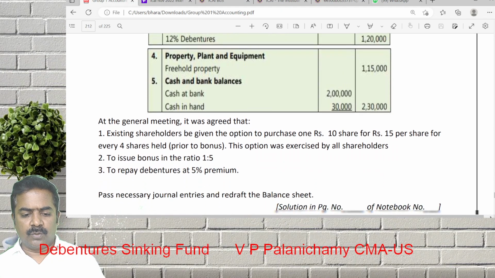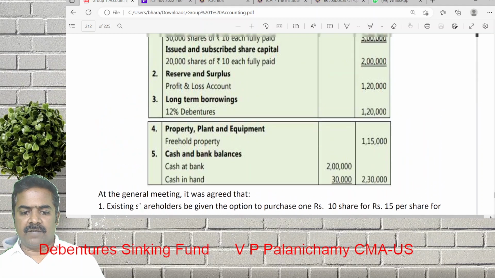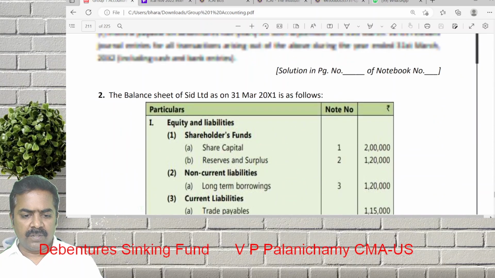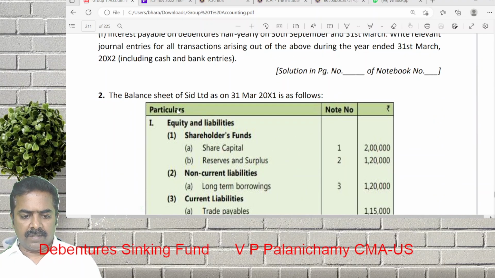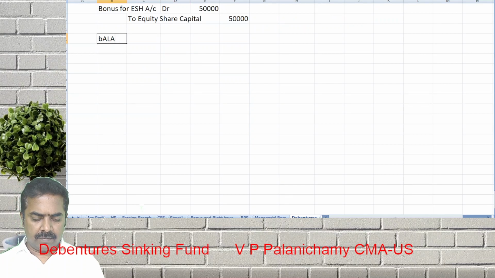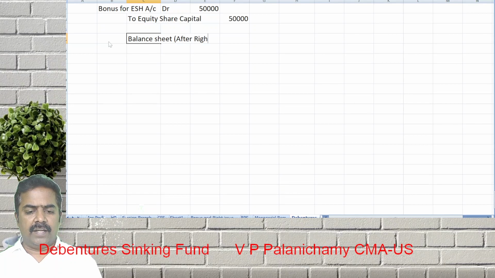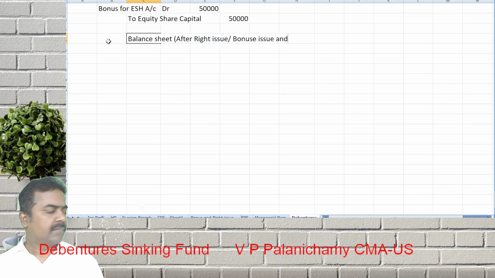The question is not over. They ask you to prepare which one? Redraft the balance sheet. The same style we have to follow as per this new format. Start. Balance sheet after which one? Rights issue, bonus issue, and redemption.